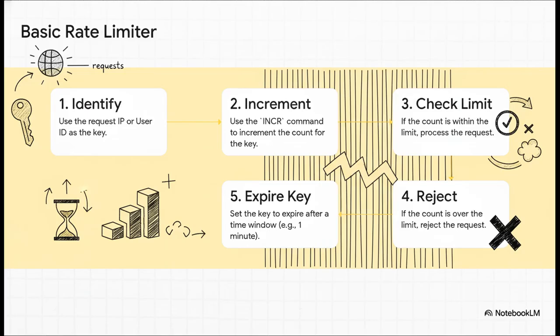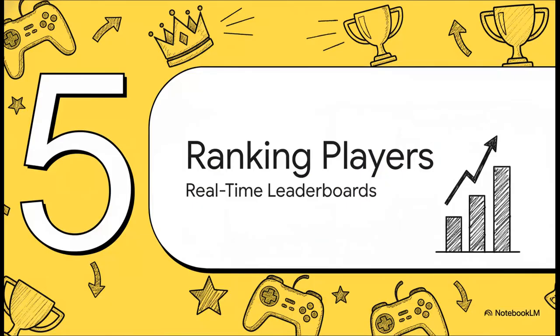Here's the recipe. You use the user's ID as a key. For every request they make, you use the INCR command to add 1 to a counter for that key. Then you just check, is the count still within the limit? If yes, you process the request. If not, you reject it. And here's the magic bit. You just set that key to automatically expire after 1 minute. So the counter just resets itself for the next window. It's beautiful.